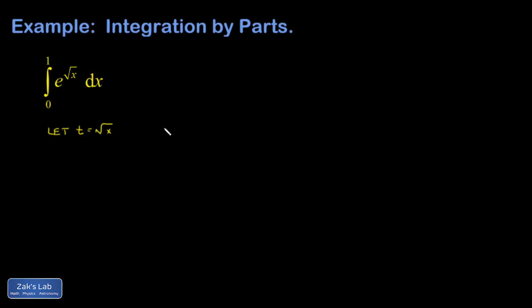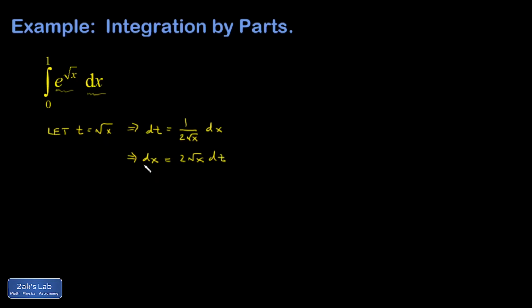So then I would have to write down the differential of this. So this is x to the 1/2. So I end up with 1/2 x to the negative 1/2, or 1 over 2 root x dx. And then I'm going to explicitly transform this differential. So the e part is taken care of. That's just e to the t. But what's dx? It's 2 root x times dt.